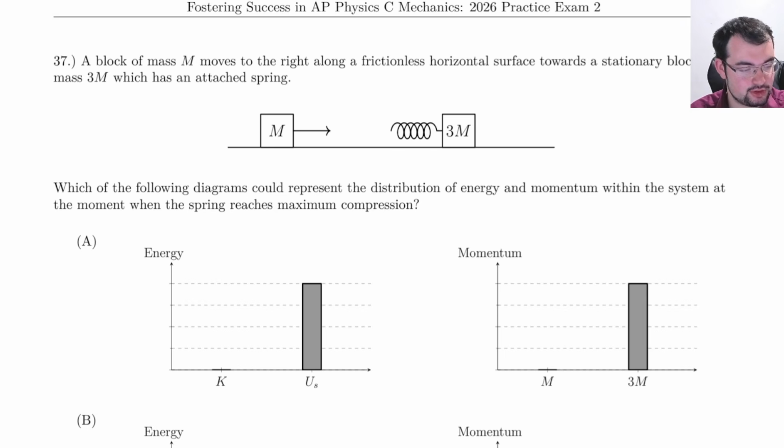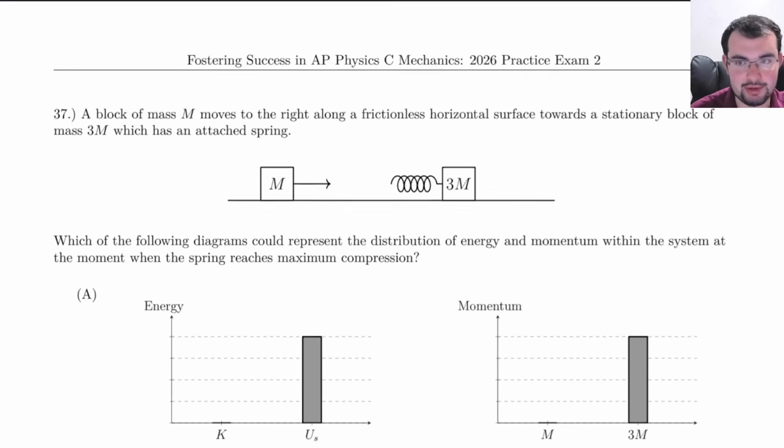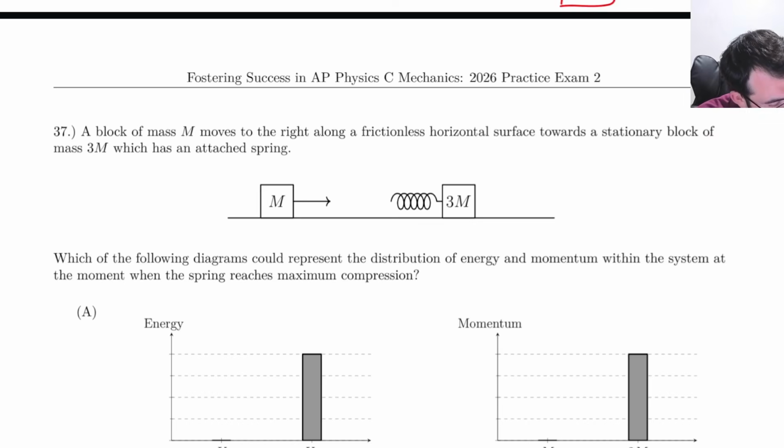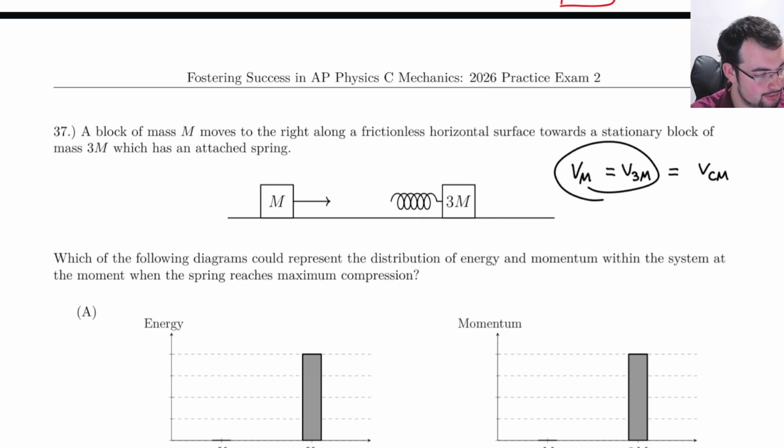So what does it mean for maximum compression to happen? Well, this must mean that the spring is not expanding or contracting relative to either block. And this is just a fact for this specific type of problem that's a bit odd to think about. But what's true at this point is that the velocity of the first block is equal to the velocity of the second block, which is equal to the velocity of their shared center of mass, which should make sense, right? Because the velocity of the center of mass can't change in a closed system. And if the block velocities are equal to each other at this moment, it means the spring is not getting squished or expanded relative to either block.